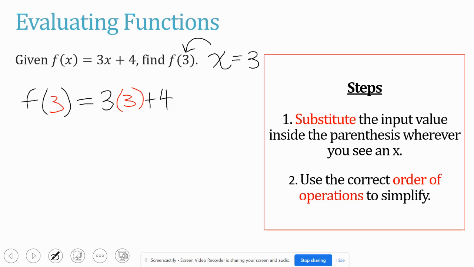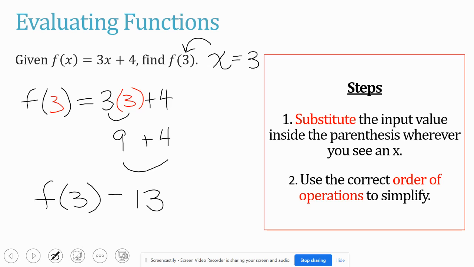Now from here, we're just going to use the order of operations and only focus on this side. We're going to leave this f of 3 alone. Don't touch that. And we're going to simplify this output here. So I'm going to multiply 3 times 3. That gives us 9 plus 4. And then 9 plus 4 gives us 13. So that means f of 3 is equal to 13.